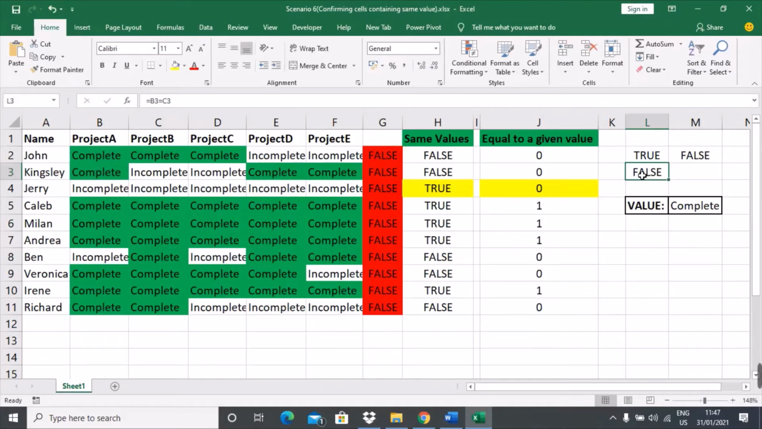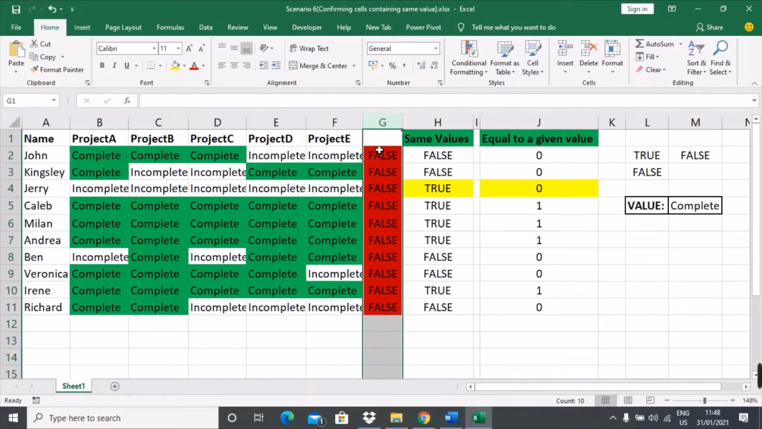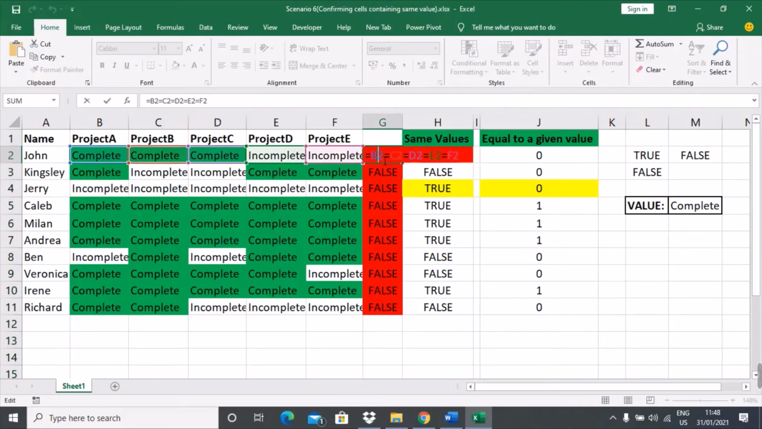It is expected that equating cells B2, C2, D2 would give us true since they are all complete. But that is not the case. It's giving us a false. Hence, equating anything above two cells will give a wrong answer, as seen in column G, where values from 5 cells are equated, all true.